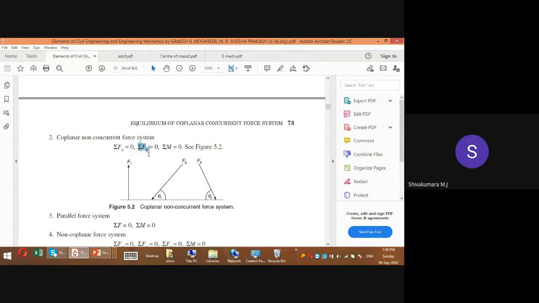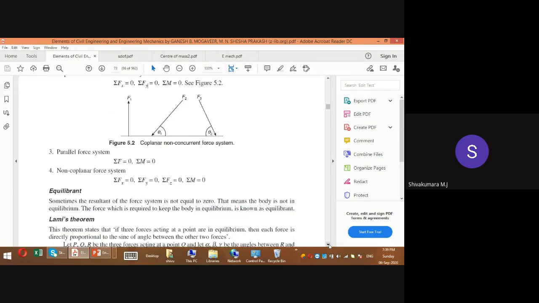We have taken the xy plane. We should not write summation of Fz equal to 0, right? Why should we not write summation of Fz equal to 0 here? Because it is coplanar. Only one single plane we have considered, that is xy. So for coplanar non-concurrent force system, these are all the conditions.